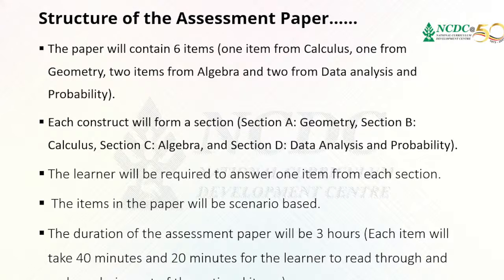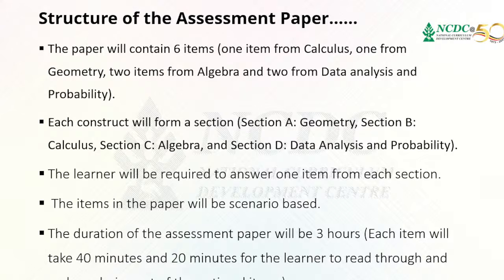Section A will be on geometry, and it will have 1 item. Section B will be on calculus, and there will be 1 item. Section C will be on algebra, 2 items, and section D will be on data analysis and probability, and there will be 2 items. The learner will be required to answer 1 item from each section.